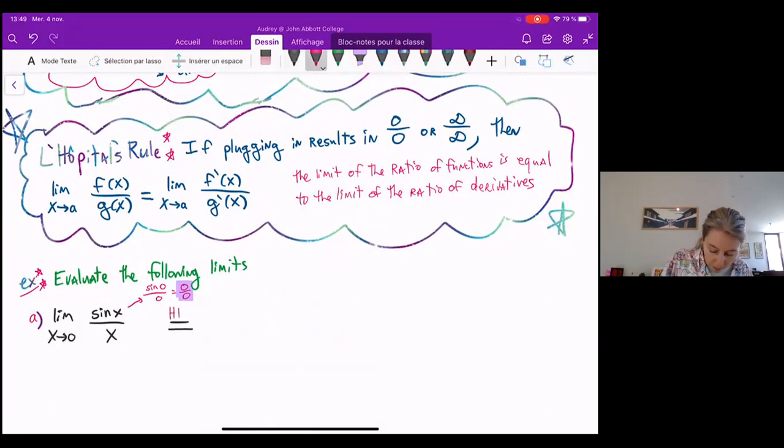So when I'm using L'Hopital's rule, I'm going to write HR up on top of the equal sign. And that's important because it tells me that you're using L'Hopital's rule and that you need to be telling me that. So that makes it easy for me to follow your work to see, oh yeah, you're applying L'Hopital's rule. So this is to indicate that you are applying L'Hopital's rule.